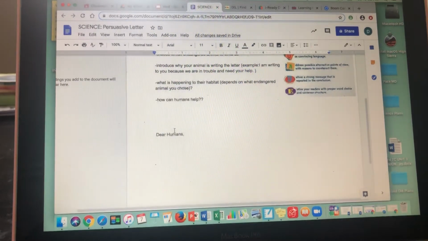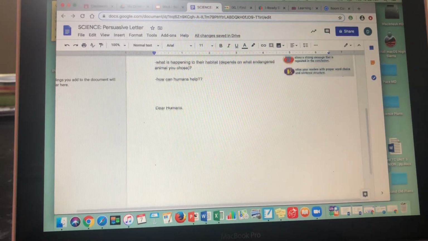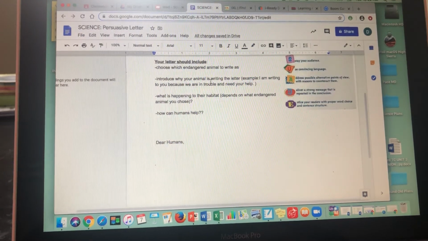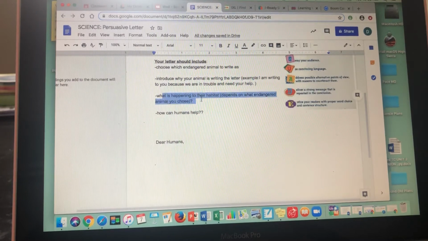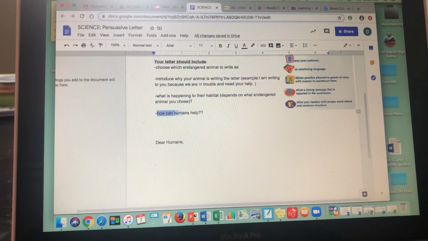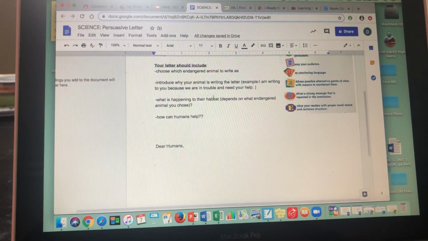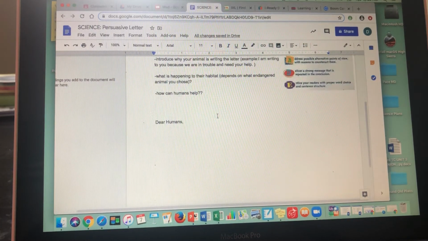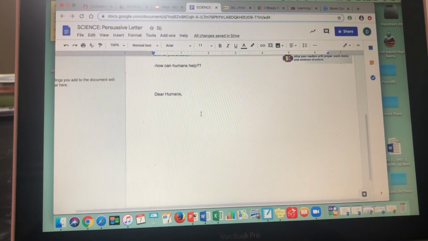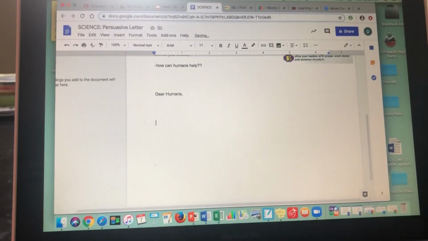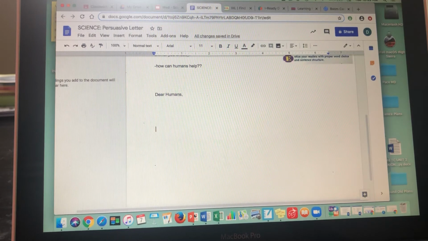Okay, so I started off your letter for you. Dear humans, and then you're going to press enter twice, and you're going to start your letter. Now, remember, this should be one paragraph, this should be one paragraph, and then this should be one paragraph. So that means you're going to have three paragraphs in your letter. Whenever you type up a new paragraph, remember you press enter twice to skip some lines.